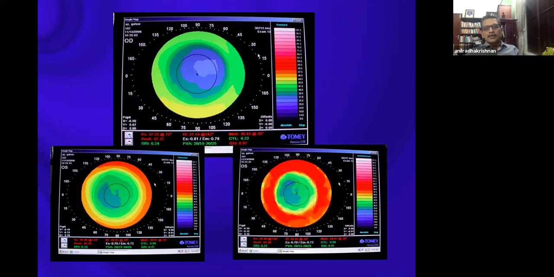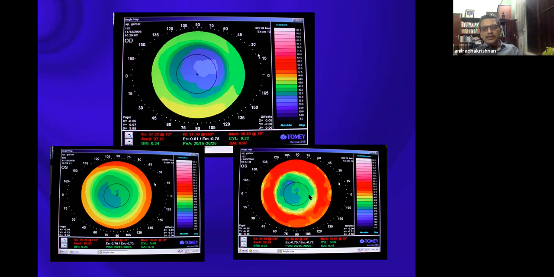Just to tell you about this, this is a patient who has undergone LASIK. This is the axial curvature map, and this is the refractive power map. In the central area, it is almost the same. But once you go beyond the central, say, 5 millimeters or so, you can see multiple changes in color happening. That is because of the variation in power that is occurring.